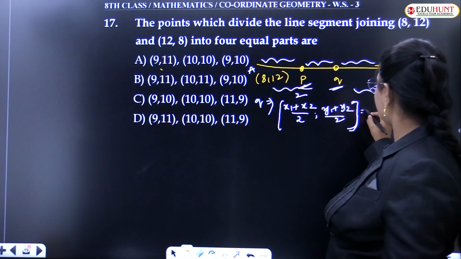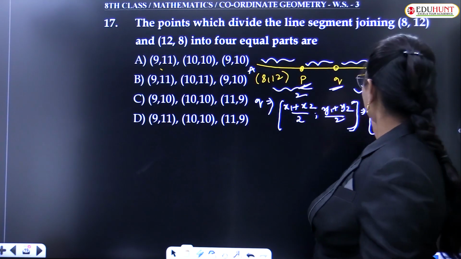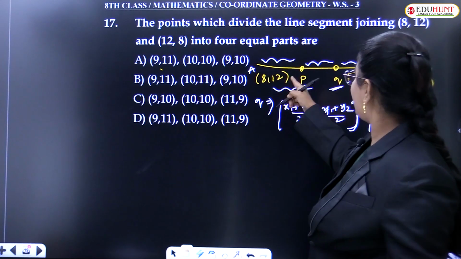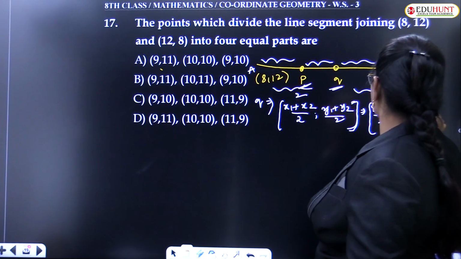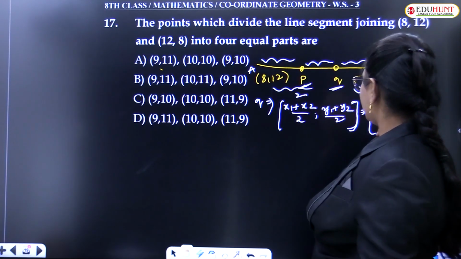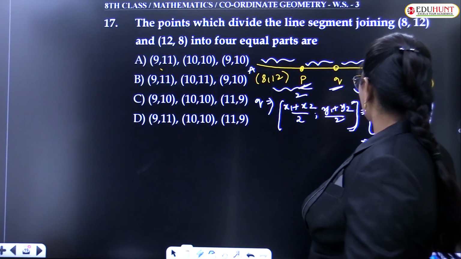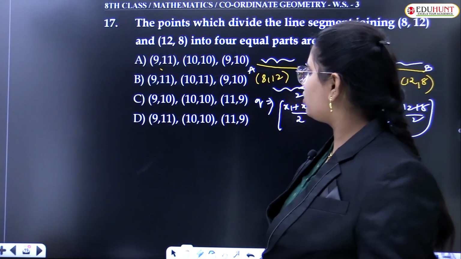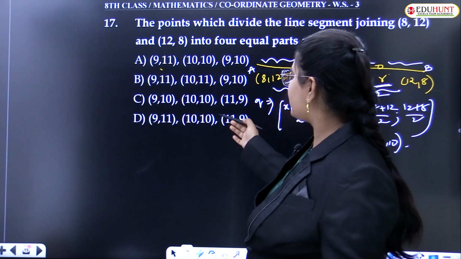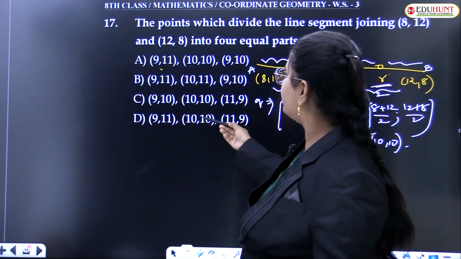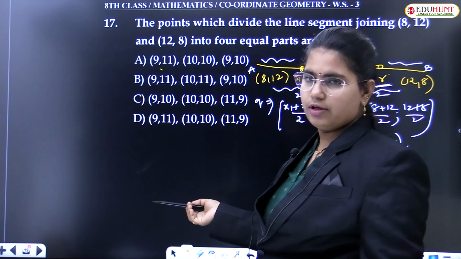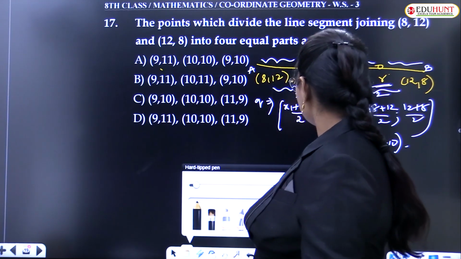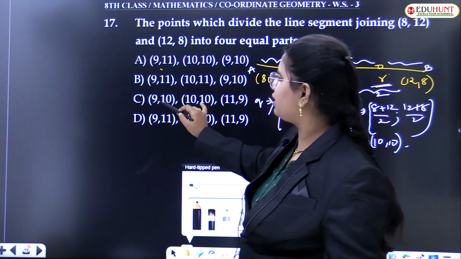So what is x1 plus x2? Just tell me. 8 plus 12 by 2, 12 plus 8 by 2. So which is 20 by 2 and 20 by 2, which you got 10, 10. So Q point is 10, 10. Among 3 points I can see 10, 10 in 3 different options. Right? This answer can be, see here, A, C and D.